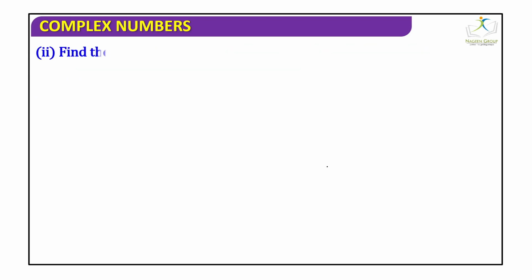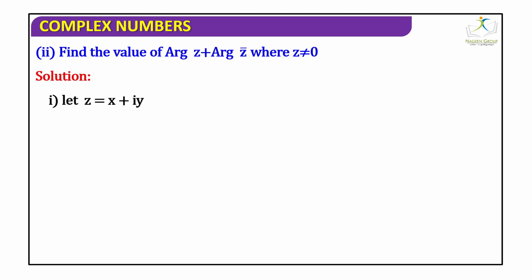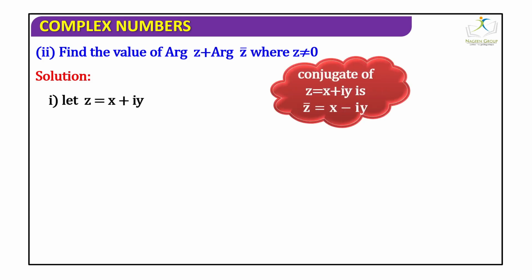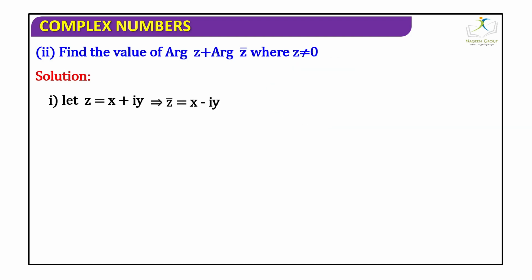Now next question: find the value of argument of z plus argument of z bar. So here z is equal to x plus iota y. Okay. Now conjugate of x plus iota y is equal to x minus iota y. How? हम कहते हैं conjugate क्या होता है? जो भी iota की terms होती है उसको minus iota में convert करना. z की value हमें given है x plus iota y, तो यहाँ पर conjugate of z क्या बनेगा? x minus iota y.